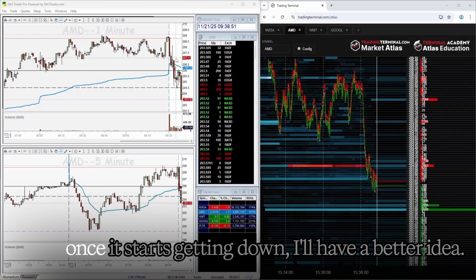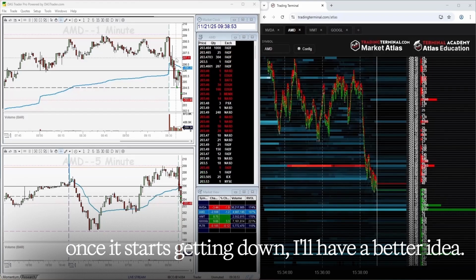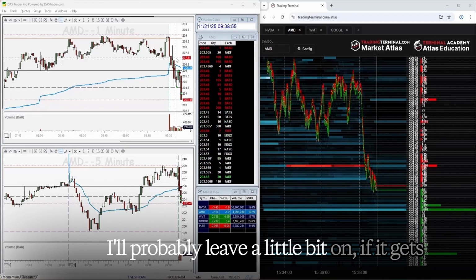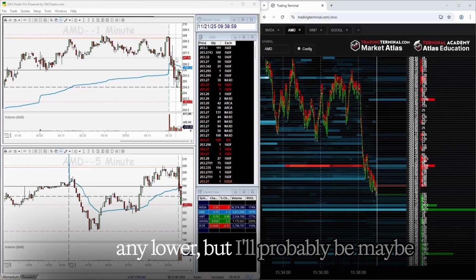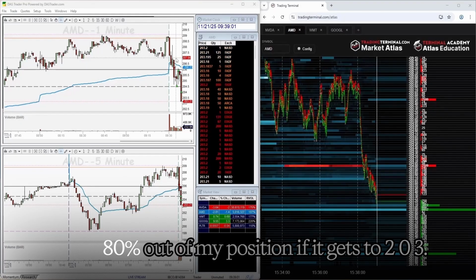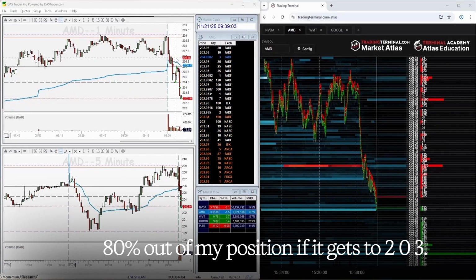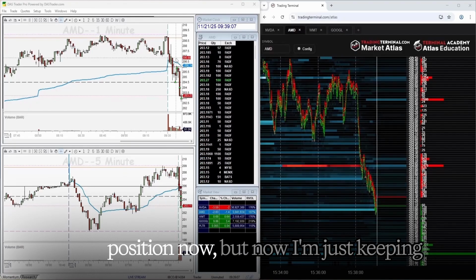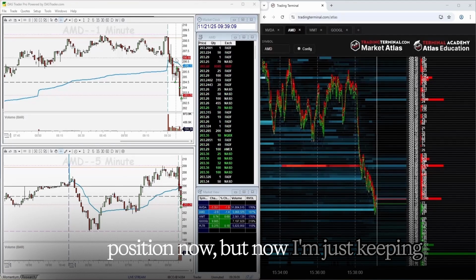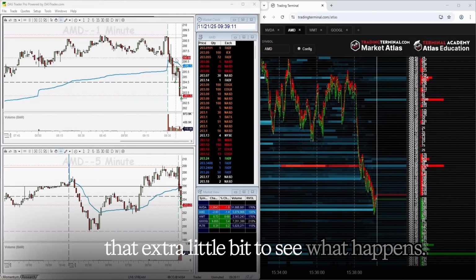Once it starts getting down, I'll have a better idea. I'll probably leave a little bit on if it gets down to 203, just to see if it gets any lower, but I'll probably be about 80% out of my position if it gets to 203. And it did, and I am actually 80% out of my position now. But I'm just keeping that extra little bit to see what happens.